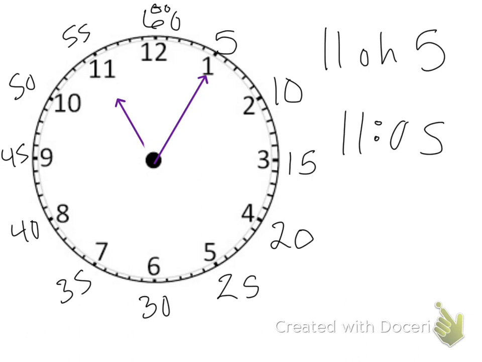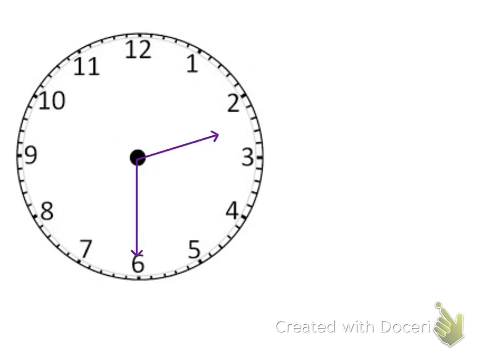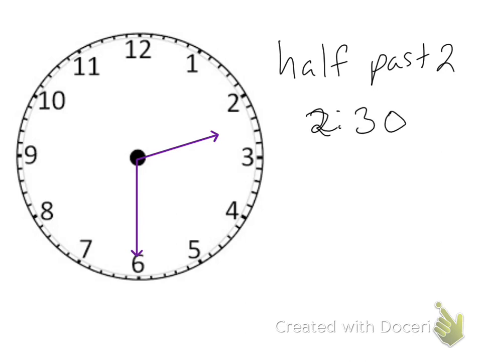Okay, let's try another time. So here I have 2:30 written on the clock, and we know that this is 2:30. What if I move my minute hand to this part? Well, this was 30, so we know it goes 35, 40, 45. So my clock is showing that it is 45 minutes after 2 o'clock, or 2:45.